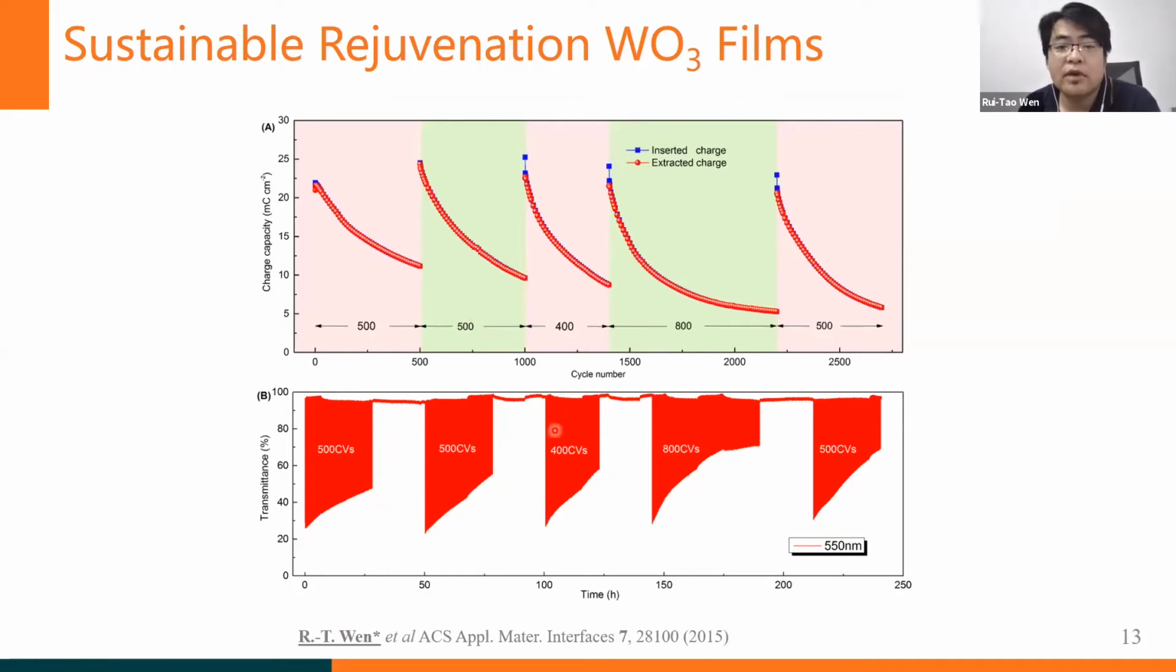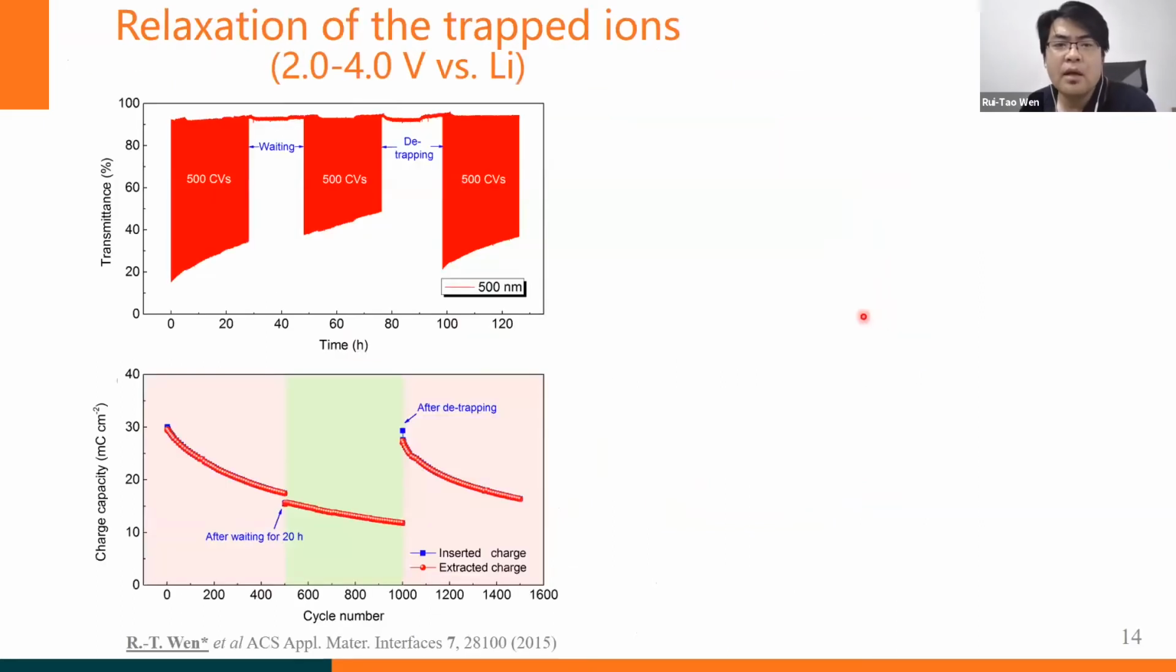So every time we find our device has lost its initial performance, we can use this kind of method to regain its initial performance. That's very important for real applications. Okay, so the next question to ask is: are these trapped ions in the electrode stable or not? If we leave the system for a long time, do these trapped ions come out from the film?